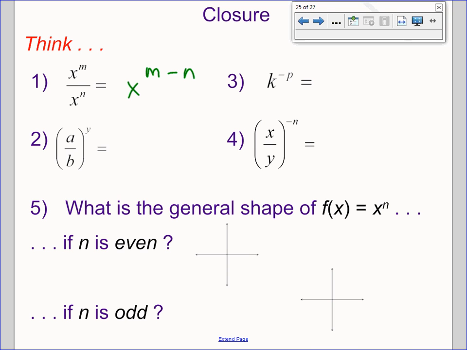Number 2, without parentheses. Taylor? A to the y over b to the y. Good. That exponent applies to both numerator and denominator factors. Raise your hand if you have a to the y over b to the y. They both get raised to the exponent.